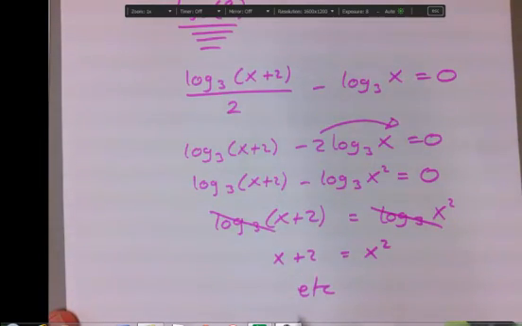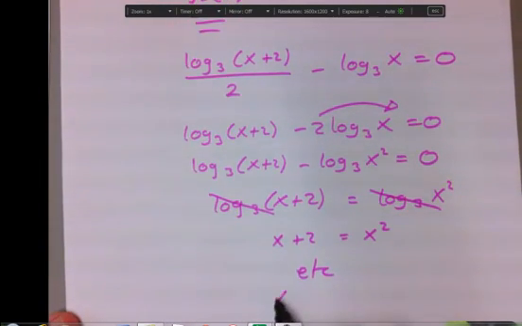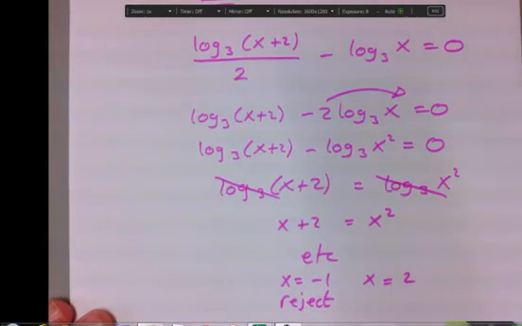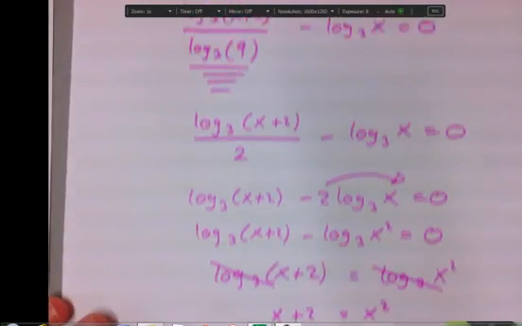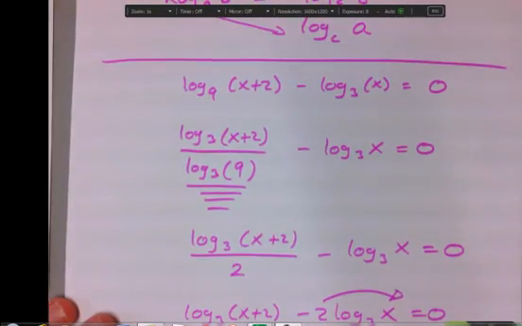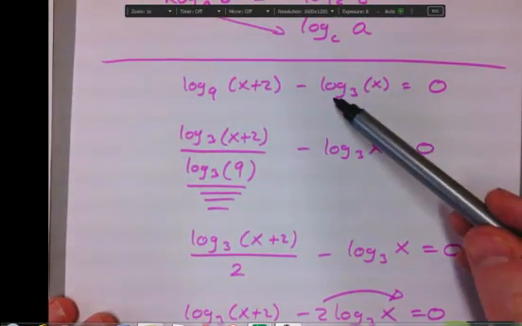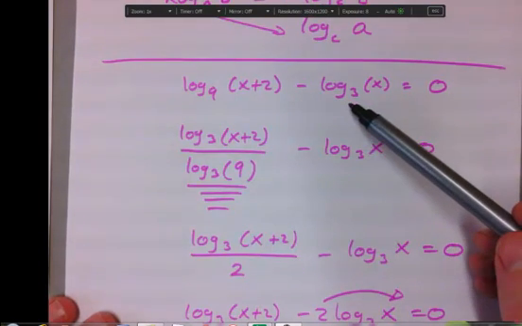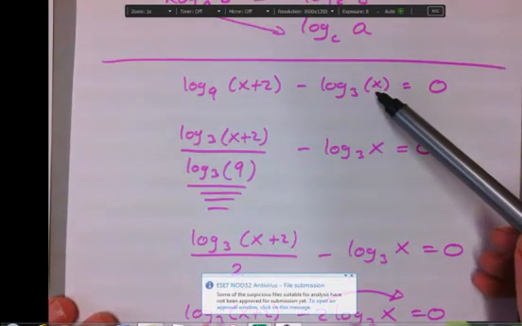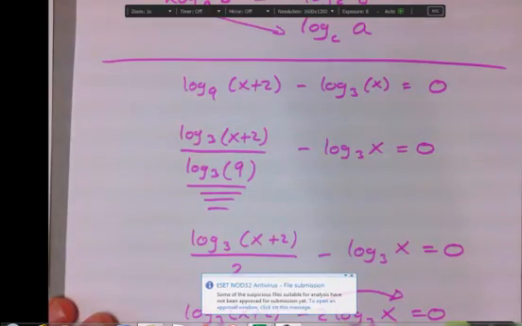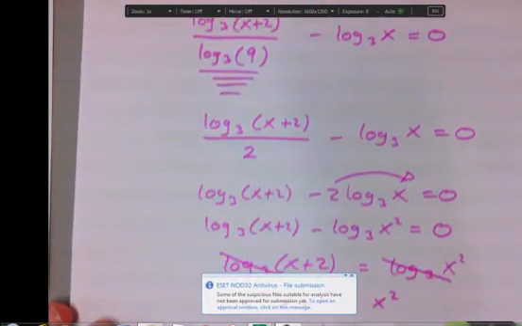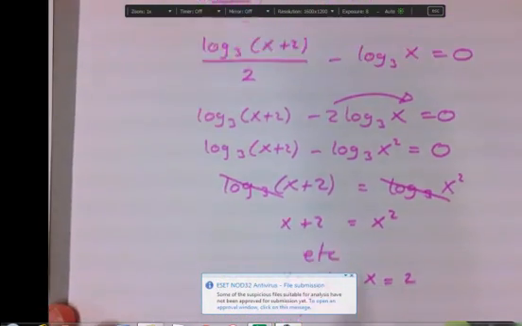I'm going to just say to you that x is equal to negative 1, x is equal to 2. Of course, we'll reject this one. Not because it's negative, we don't reject it just because it's negative. We reject it because when it's put back into the original up here, we would have to try and evaluate log to the base 3 of negative 1, which can't be done. So that's your change of base rule.